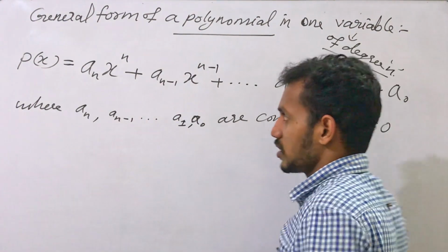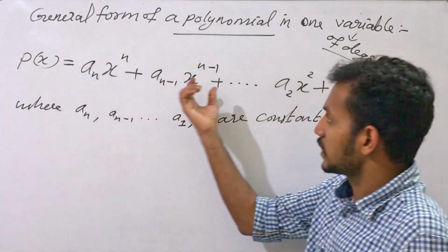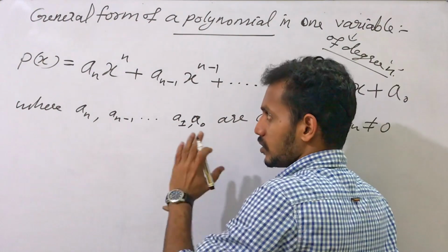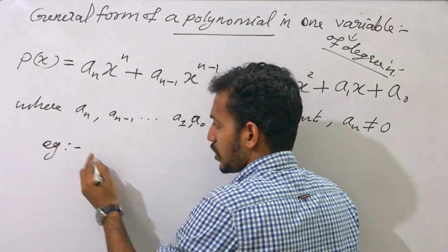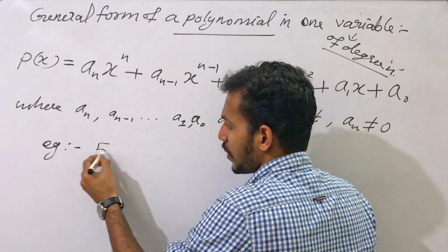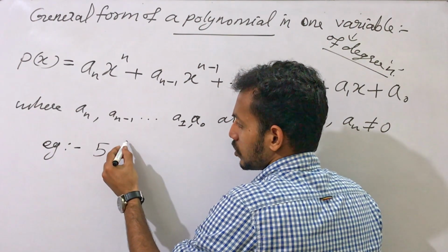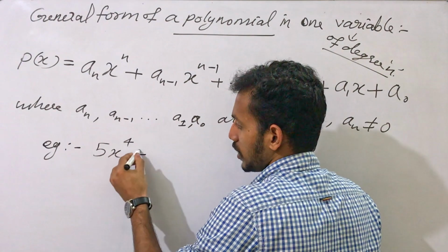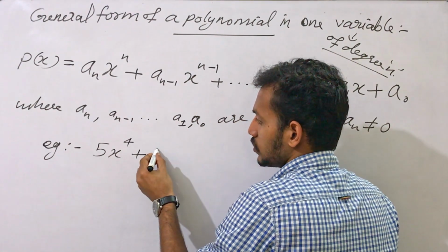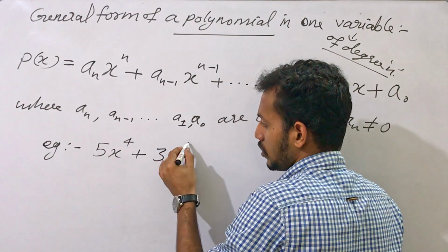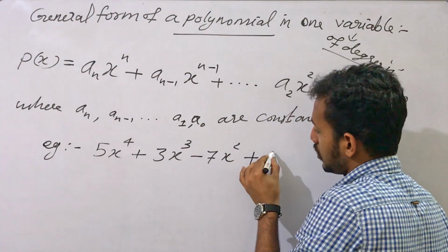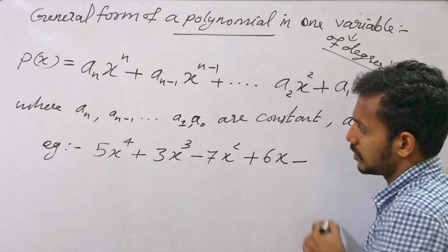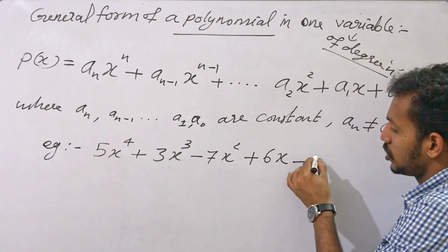How this formula works, because it may look a little complicated. Don't worry, I will explain with a simple example. For example, I am going to write a polynomial 5x raised to 4 plus 3x cube minus 7x square plus 6x minus 2.